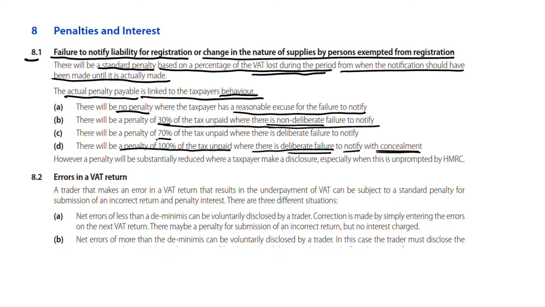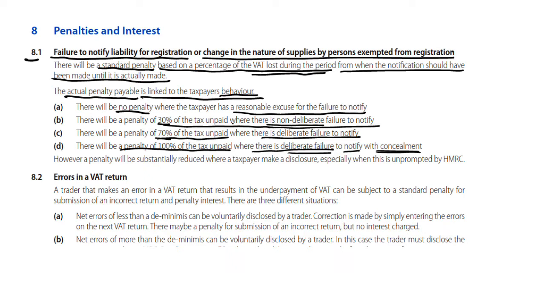Where, of course, we have a deliberate failure to notify, the penalty goes up to 70% of the tax unpaid. And we'll see that type of scheme, where we go from no penalty through 30, 70, 100%, that we'll find also when we look at the admin systems that apply in terms of income tax and corporate tax. Again, a similar scenario will arise.